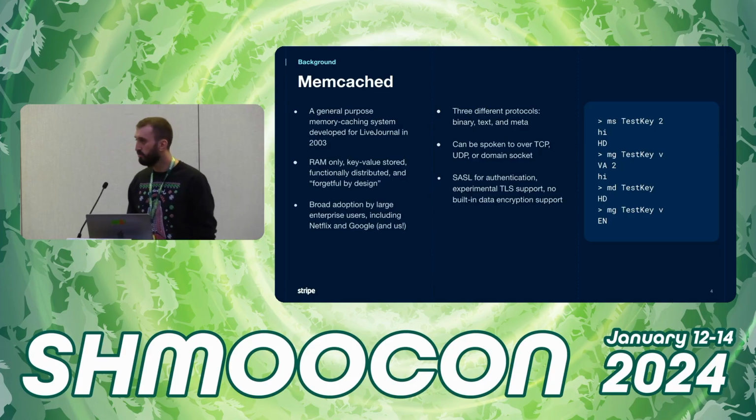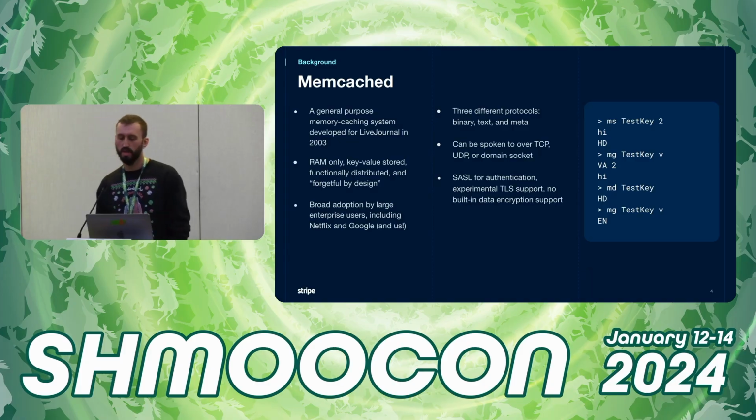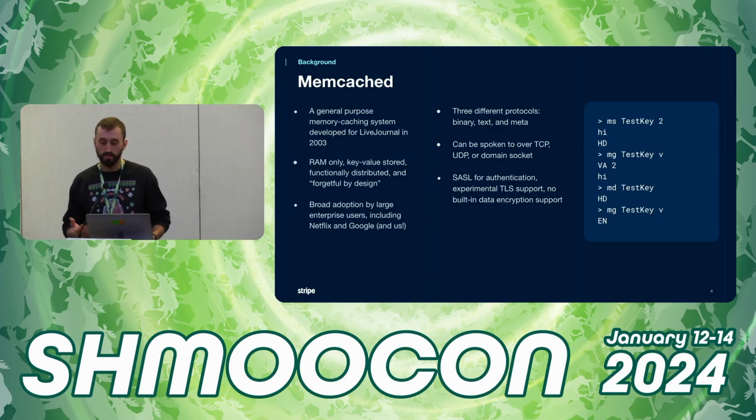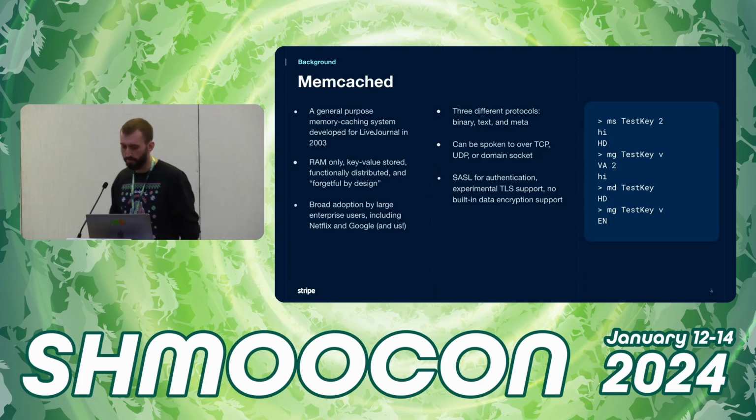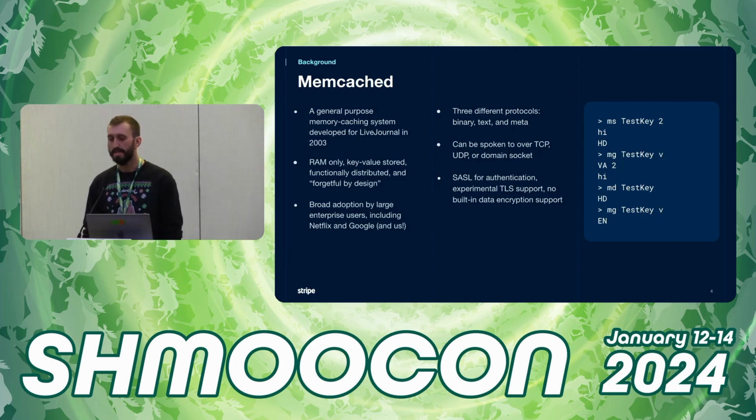Memcached can be spoken to over a number of different protocols, namely TCP, UDP, or a local domain socket, and then it has its own protocol definition for actually interfacing with the service. It has 3 of them: binary, text, and meta. Binary is deprecated and no longer recommended for use. And then there's the text and the meta. Meta is the current recommendation, and it is essentially just a subset of the text-based protocol.